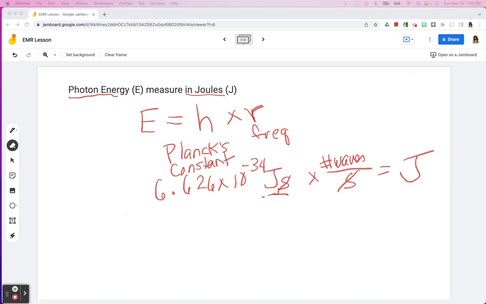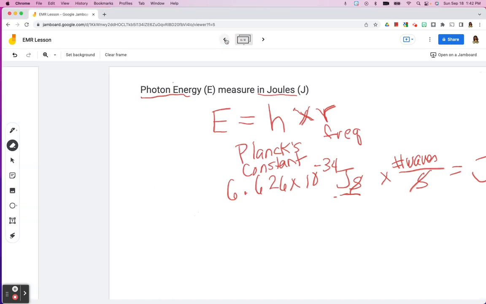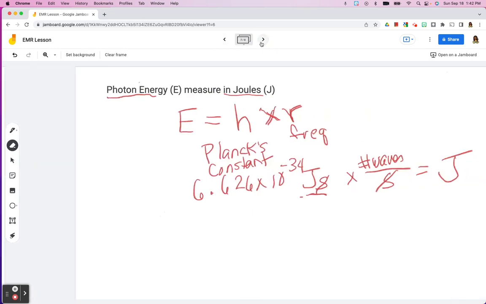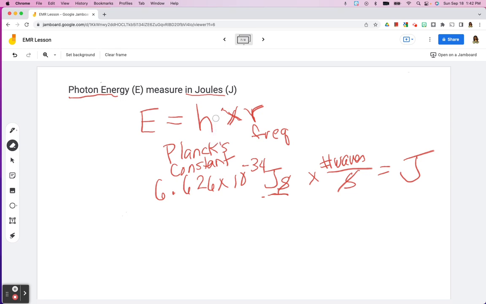Don't be intimidated. These are two very easy equations. You're multiplying for both. So there's no need to be afraid, especially for this one, because Planck's constant is given to you. All right. So let's proceed on and learn how to determine the energy and measure some wavelength and frequency of different colors on the electromagnetic spectrum.